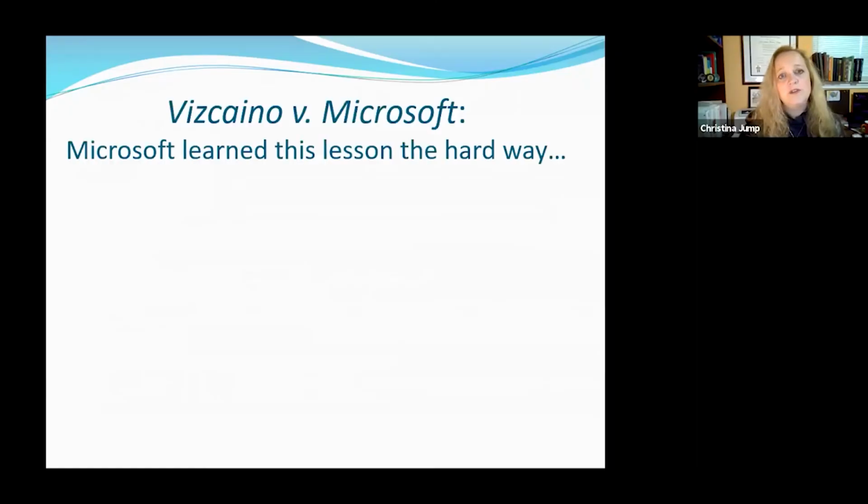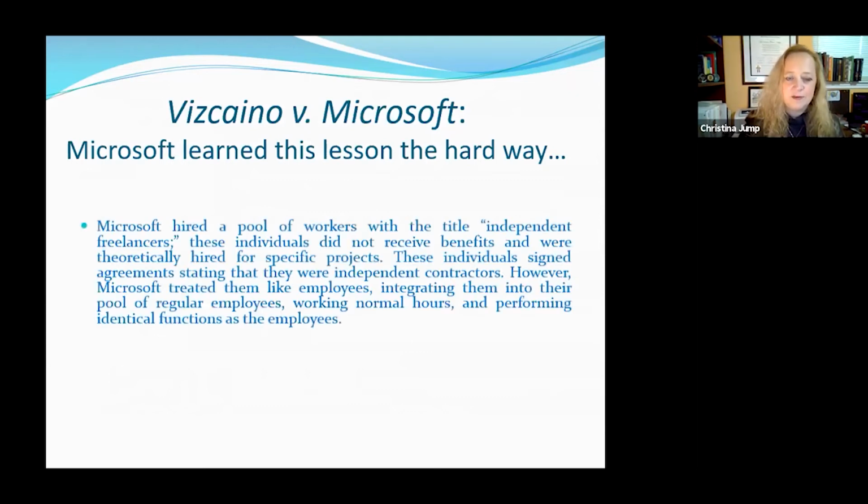All right, we're going to go through two examples here of when this came in front of the courts to determine whether workers were employees or contractors. The first one involved Microsoft, and this was, I think, about 10 to 15 years ago. Microsoft learned the lesson the hard way.